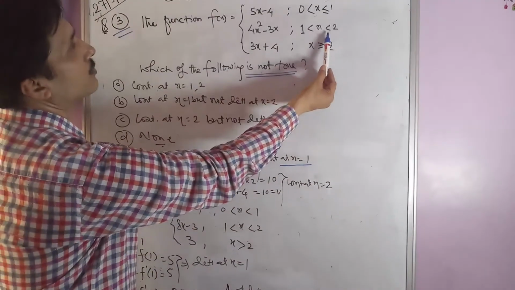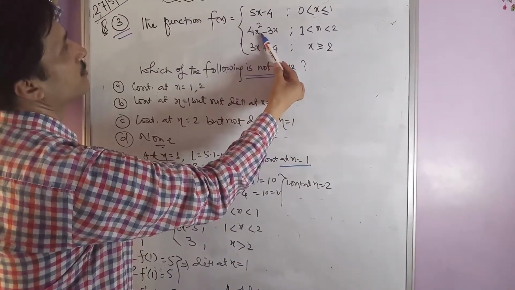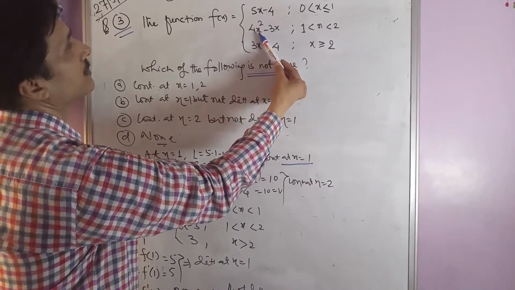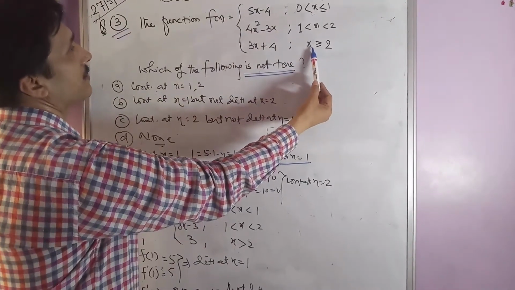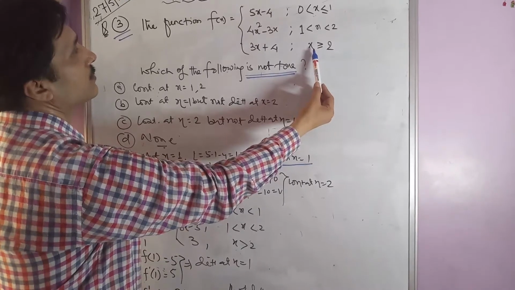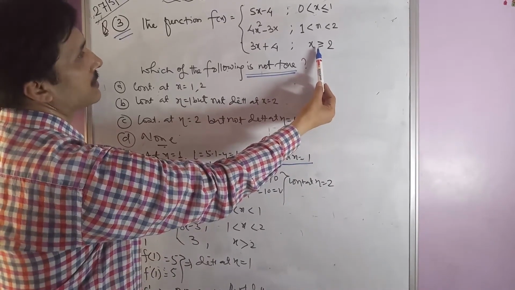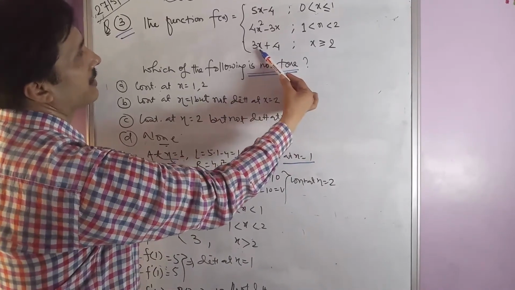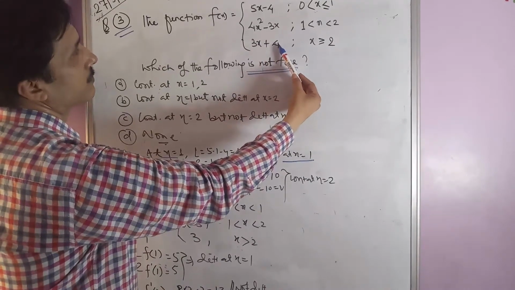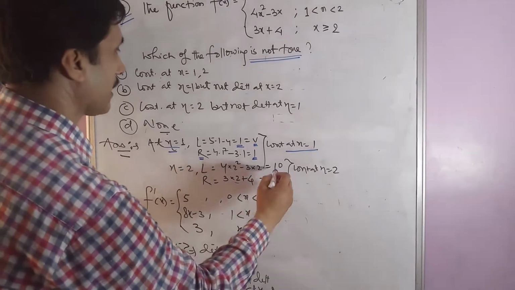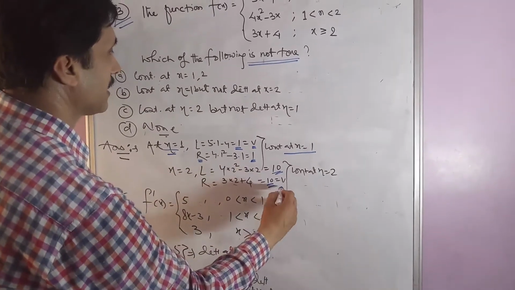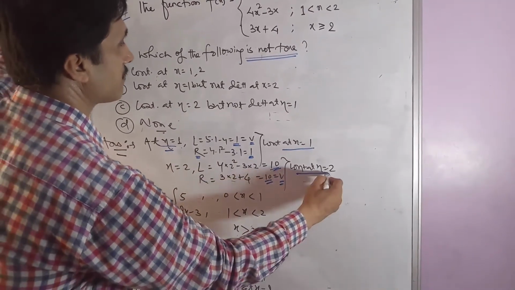At x equal to 2, here left hand limit is 4 into 2 square minus 3 into 2, 16 minus 6, that is 10. Here right hand limit at 2 is 3 into 2 plus 4, 6 plus 4, that is 10, and value again 3 into 2 plus 4, that is 10. So left hand limit 10, right hand limit 10, and value again 10, so continuous at x equal to 2.